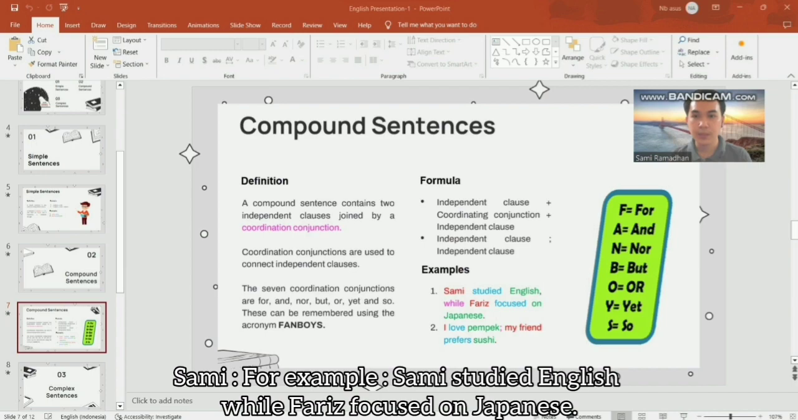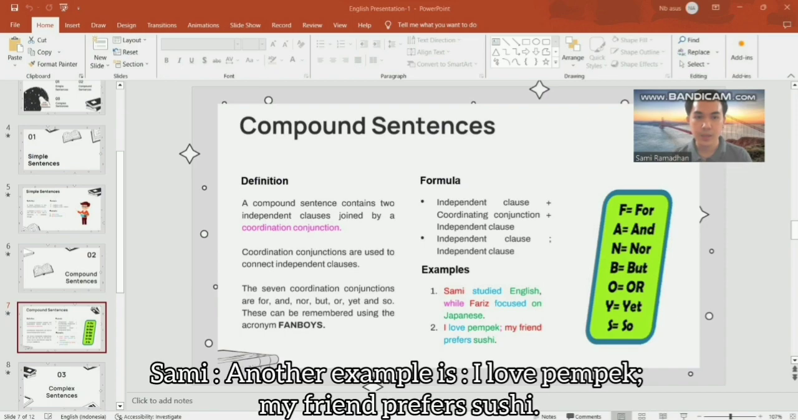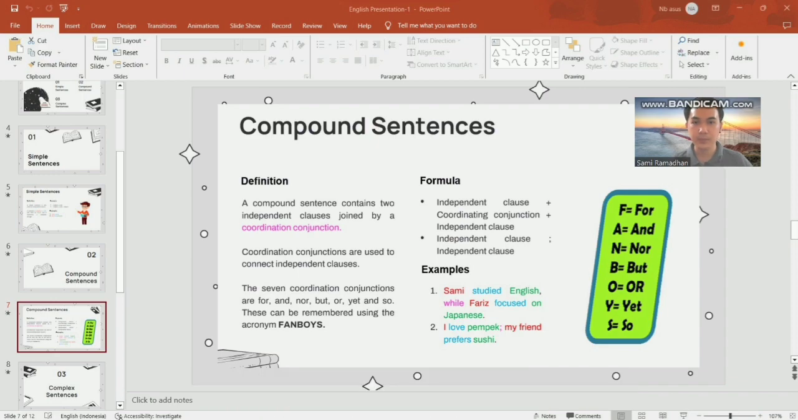For example, Sami studied English while Fariz focused on Japanese. Another example is, I love pempek. My friend prefers sushi. Next, we'll discuss complex sentences which my friend Fariz will explain.